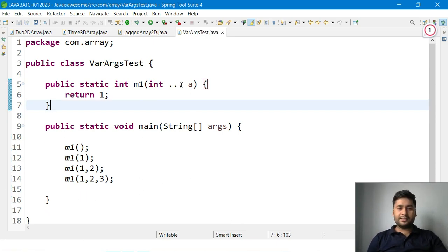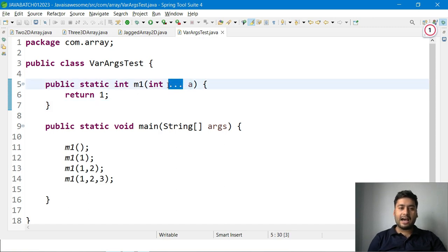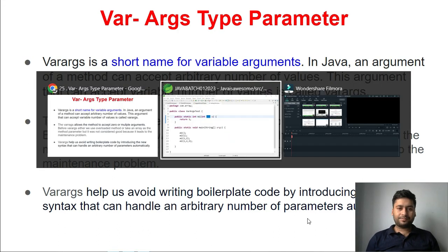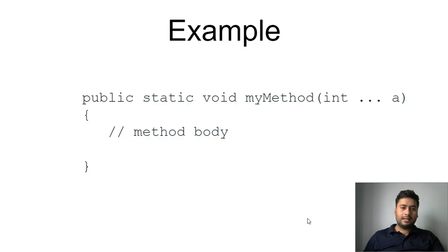This is the power of the triple dot, that is called var-args, which is able to take 0 parameters and multiple parameters also. Var-args help us avoid writing boilerplate code by introducing syntax that can handle an arbitrary number of parameters. Arbitrary means whatever number of values you have. Let's go to the next slide. So this is the example. Whenever you have to write a var-args method, you can write like that: public static void myMethod int triple dot a, and you can give the body. So this is the way to do it.